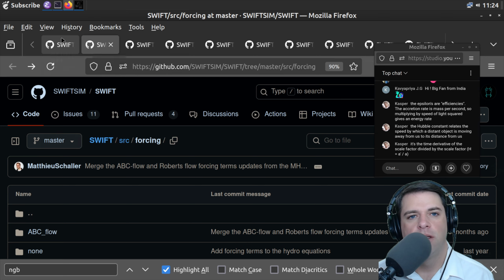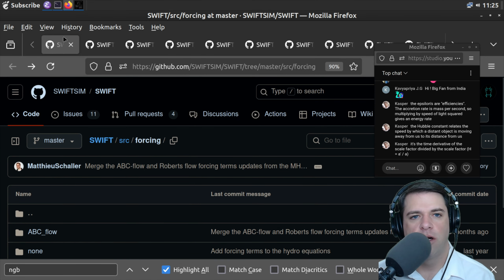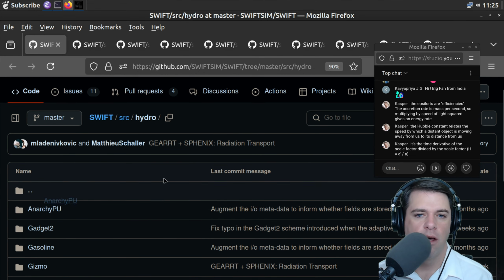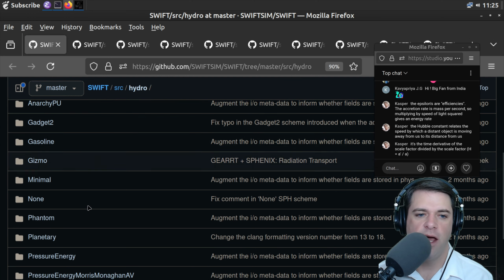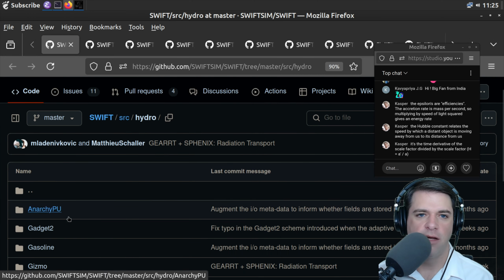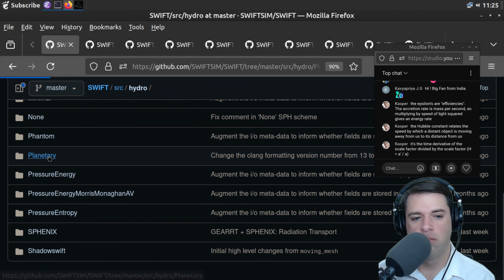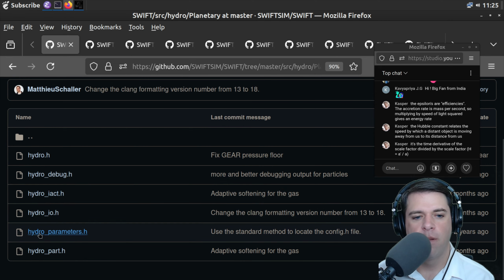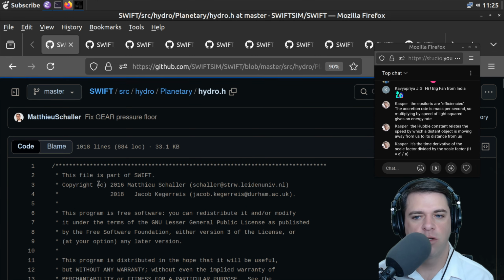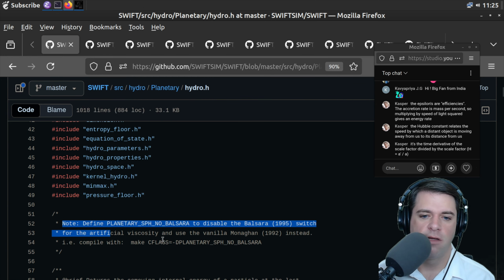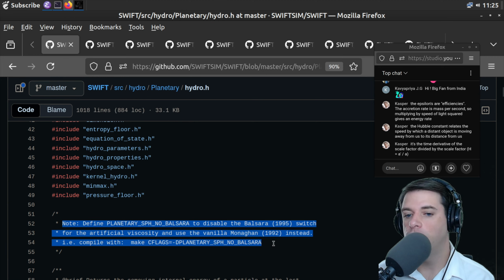Let's see if there's anything. I don't know how much longer I can go here, but Anarchy PU we have to look at. Okay, so this is hydro. This should be hydrodynamic stuff. Anarchy, I'm guessing that's like highly random. Pressure, planetary. Look at planetary. Hydro parameters, hydro part, hydro.h. We'll take a quick look at hydro.h. We're going to include adiabatic index. Define planetary SPH, no Balsara, to disable the Balsara switch for the artificial viscosity and use the vanilla monogon instead.